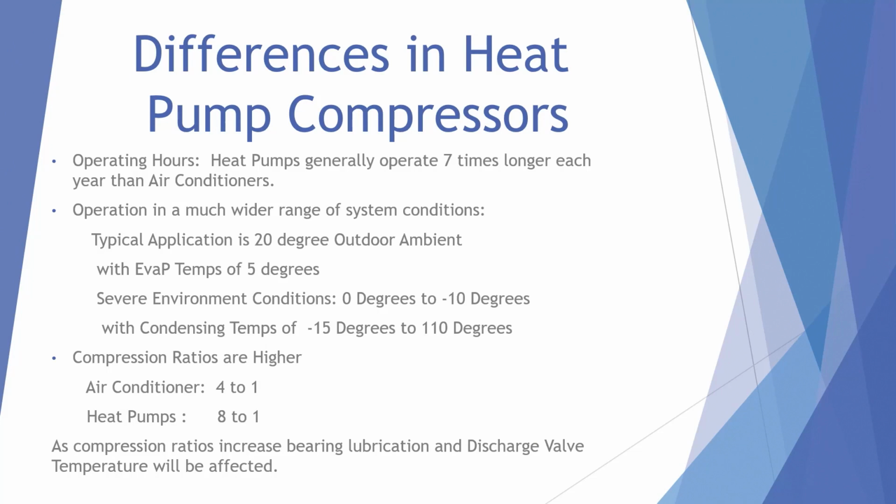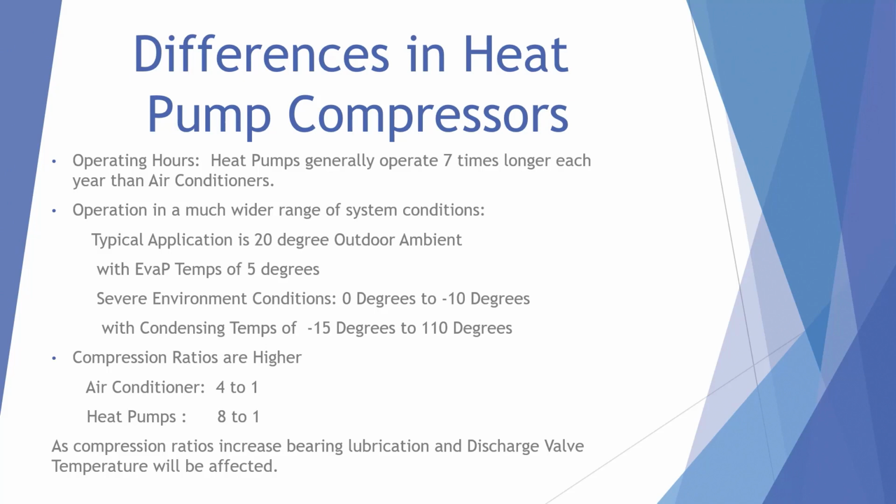So what are some of the differences in heat pump compressors versus air conditioning compressors? First of all, the operating hours. Heat pumps generally operate 7 times longer each year than air conditioners do. They also operate in a much wider range of system conditions. A typical application of a heat pump is 20-degree outdoor ambient with evap temps of 5 degrees. Severe environment conditions are 0 degrees to minus 10 degrees with condensing temperatures of minus 15 to 110 degrees.